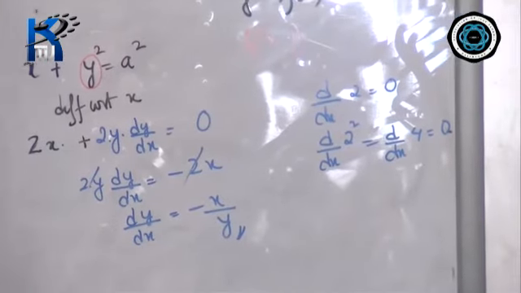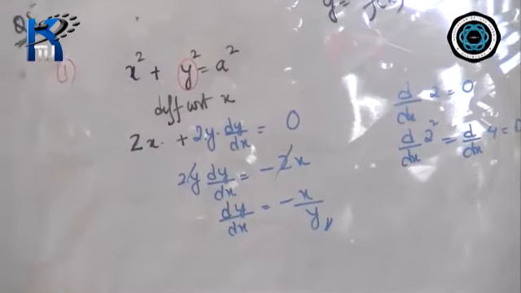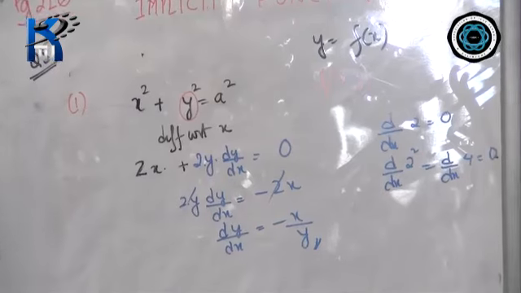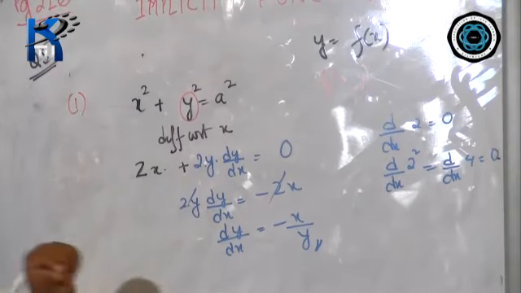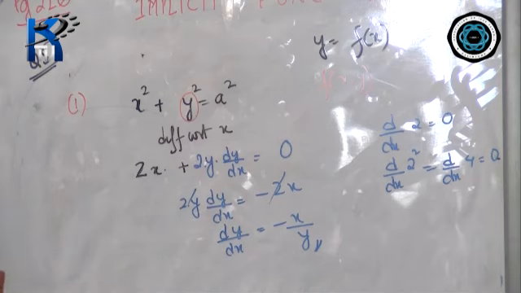Let me summarize once again. Implicit function means x and y, both the variables, will be together. Whenever you are differentiating a term containing y, you need to write down dy by dx, because we have to assume y as x. Okay, so this is the first question.